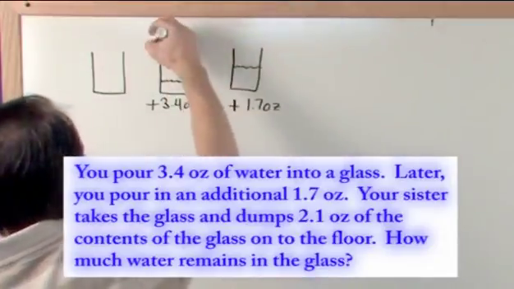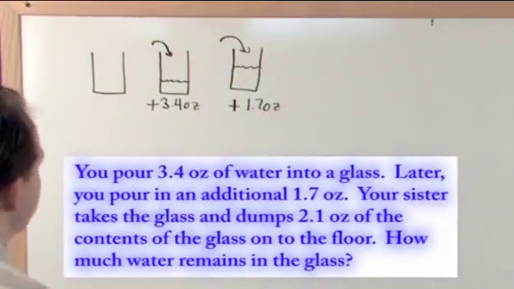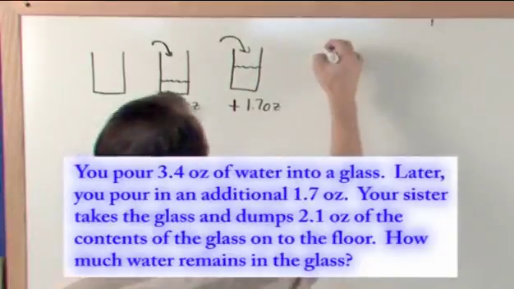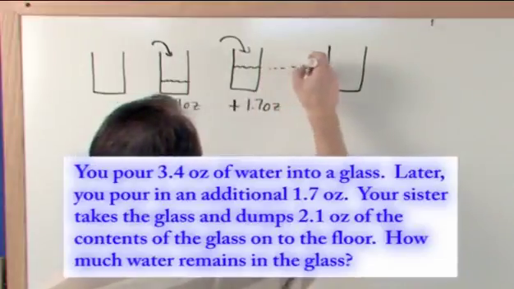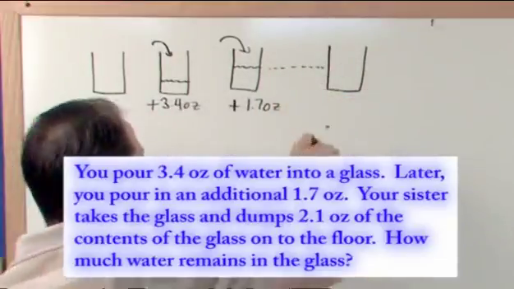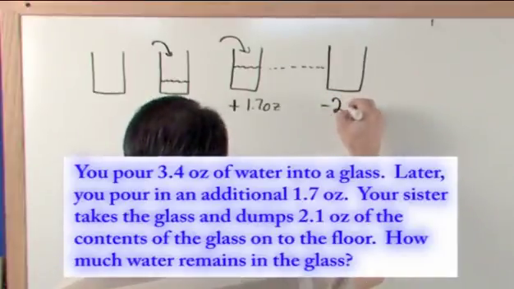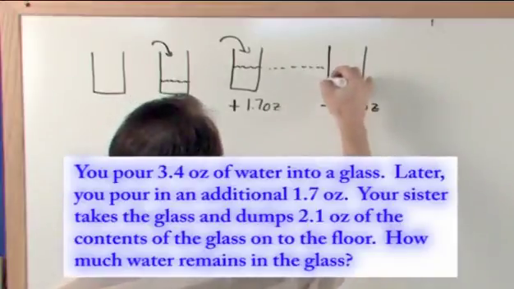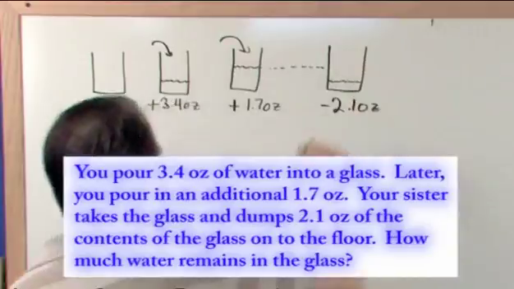Somebody poured water in, and then somebody poured even more water in. They added some more water, so now the water level is higher, okay? And then later, even after that, somebody takes this glass that has this much water in it, and they pour it out. And they subtract out minus 2.1 ounces. So they pour some water out, so then the water level drops back down to here, something like this. And the question is, how much water is left?